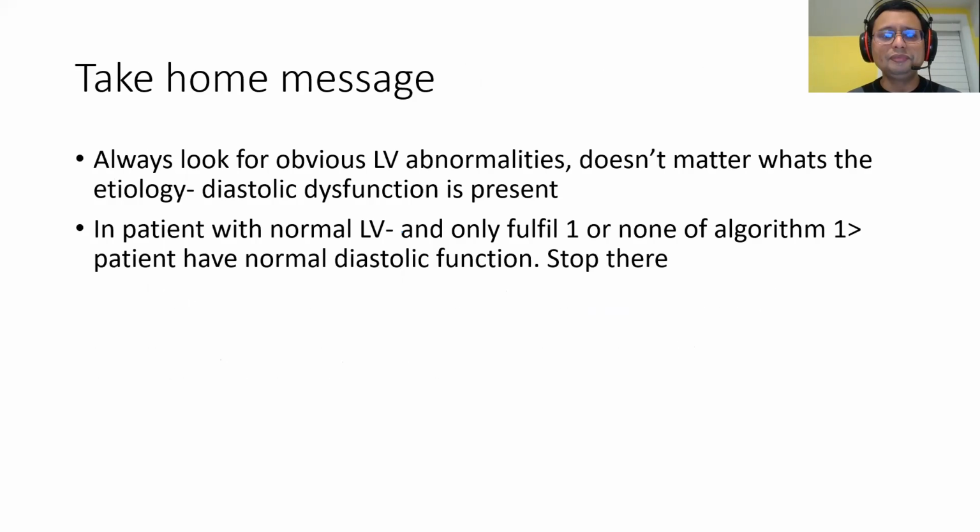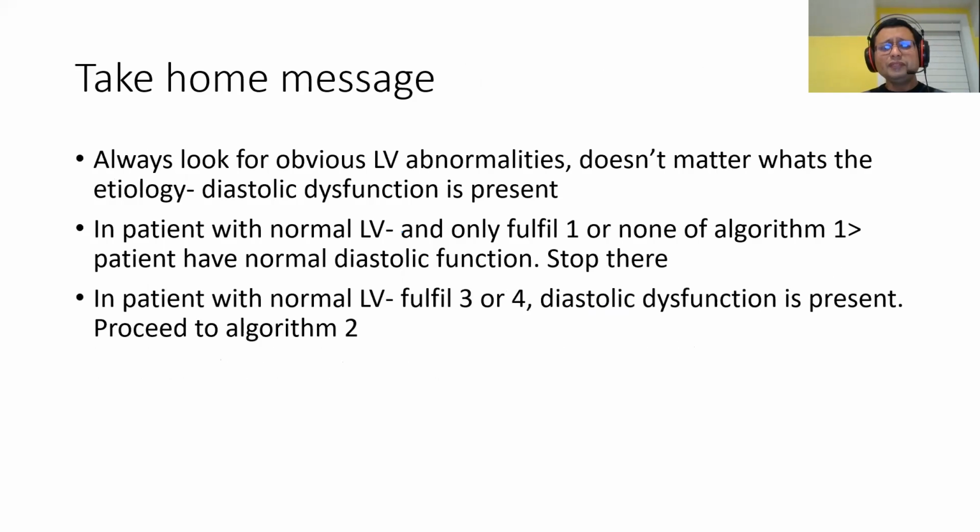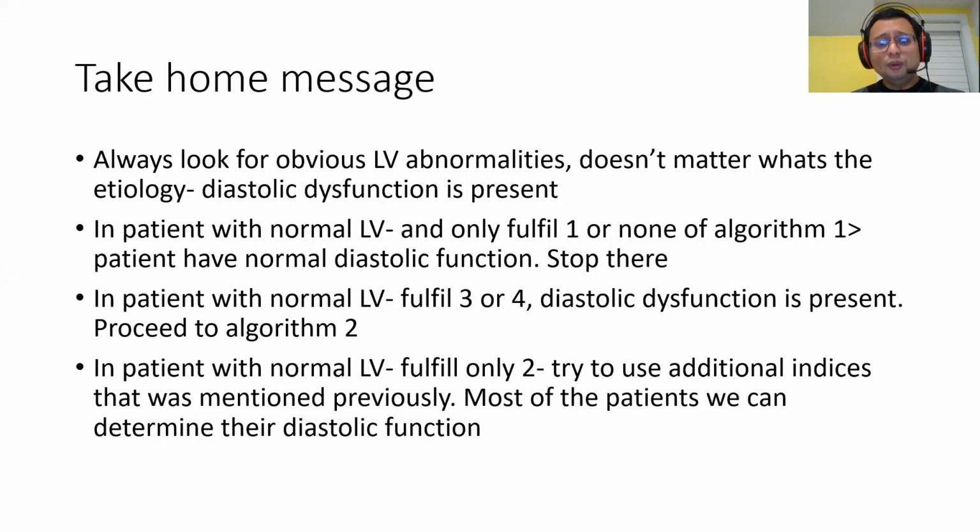Remember that 3 criteria. In patients with a normal left ventricle who fulfill only one or none of algorithm 1, patients have normal diastolic function. Stop there. If you look at a normal left ventricle, always start with algorithm 1, otherwise you will be led astray. In patients with a normal left ventricle who fulfill 3 or 4, diastolic dysfunction is present. Proceed to algorithm 2. In patients with a normal left ventricle who fulfill only 2 of the first algorithm, try to use that additional index that was mentioned previously. For most patients, we can determine their diastolic function.